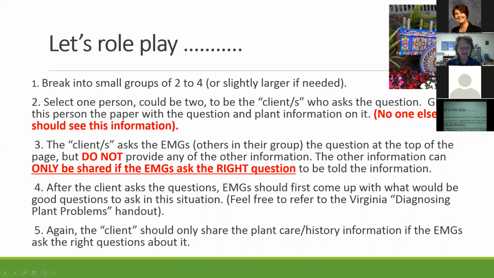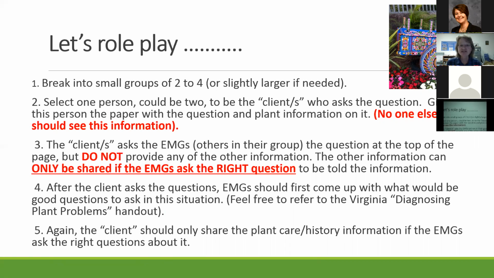Basically, your educators, your coordinators, have some sheets of paper with some problems on them. They're going to break you into small groups of 2 to 4, 5, or 6, whatever works best. Once you are broken into those groups, I want you to select one person, or if you're a larger group, it can be 2 people. Those people will be the clients. That's the person who's calling in with the question or bringing the question to the extension office.